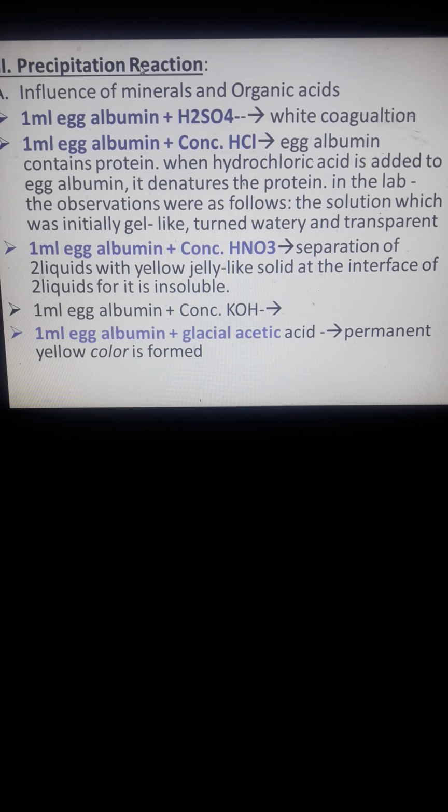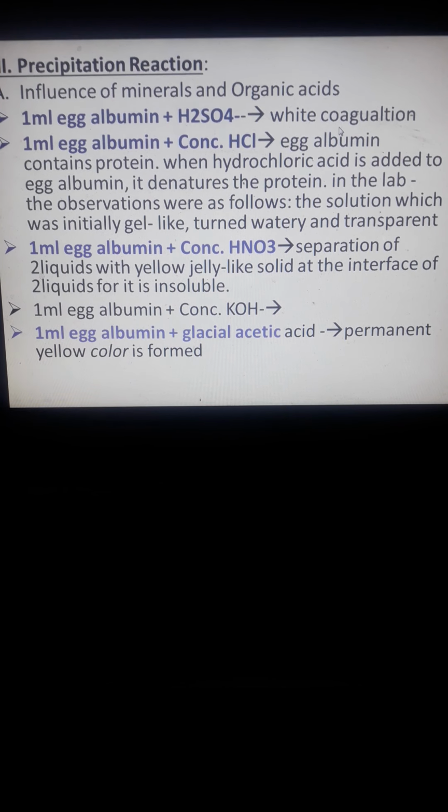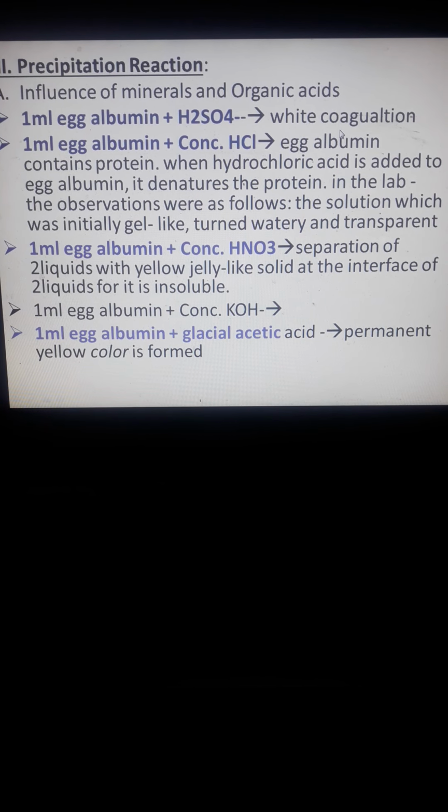It indicates that the sample of proteins being tested in the lab contains a lot of proline if it is yellow. But if it is blue, that is only good for amino acids. Okay? Next, precipitation reactions: influence of minerals and organic acids. So your egg albumin with sulfuric acid gives a white coagulation, a white precipitate. This is coagulation, it coagulates or aggregates. Okay?